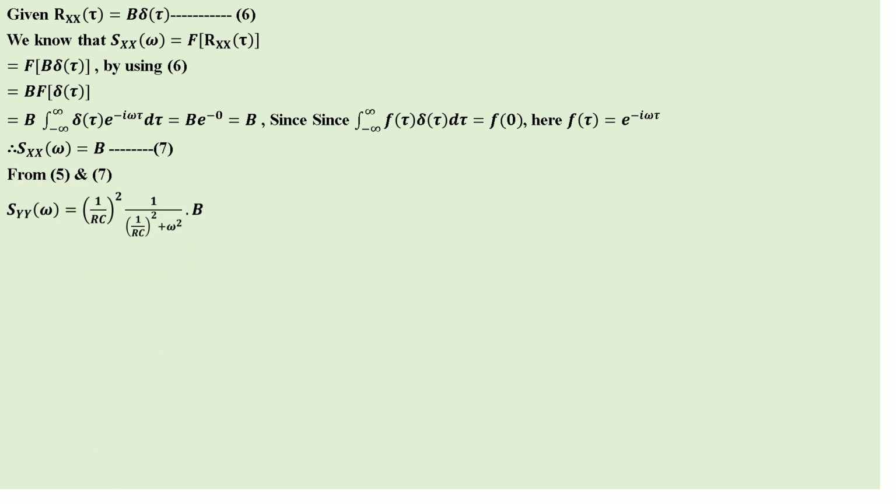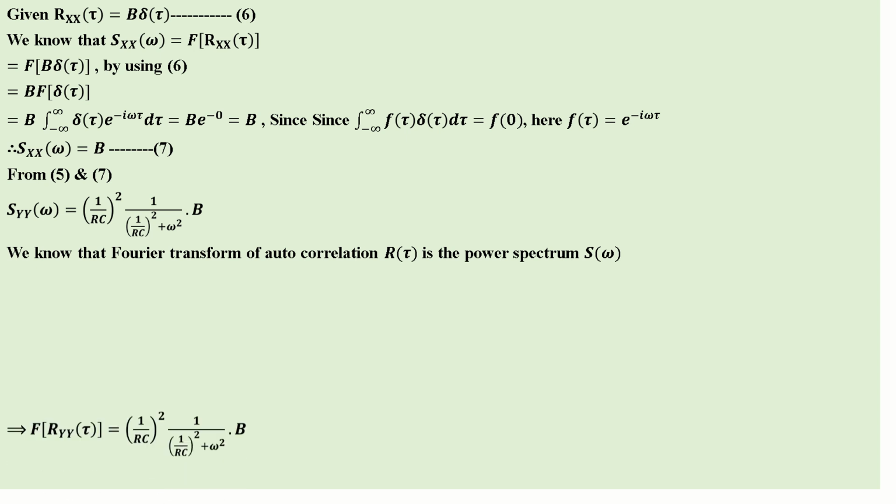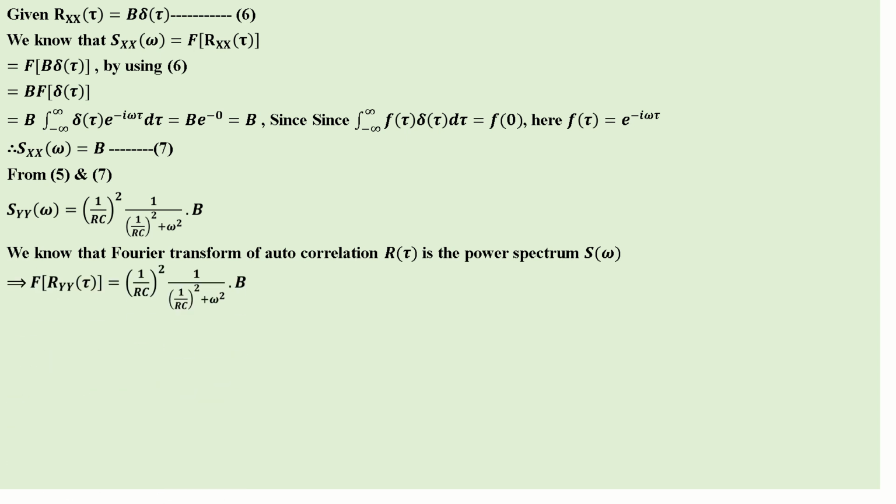From 5 and 7, Syy of omega is equal to 1 by RC square into 1 by RC square plus omega square into b. We know the Fourier transform of the autocorrelation R of tau is the power spectrum. So Syy of omega can be written as the Fourier transform of Ryy of tau, which is equal to 1 by RC square into 1 by RC square plus omega square into b.